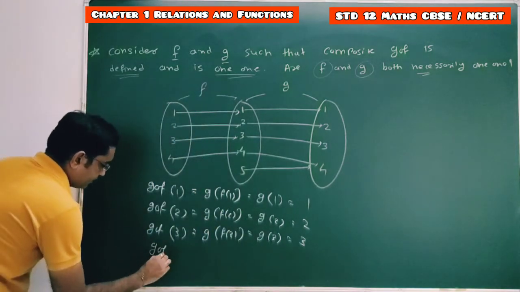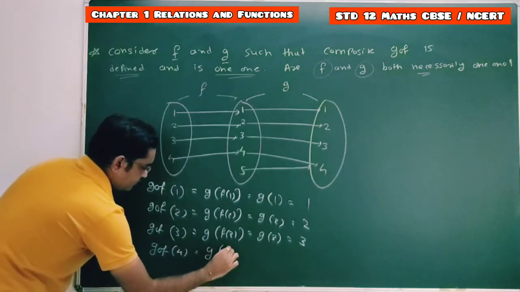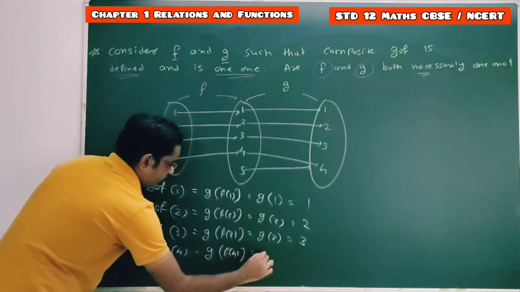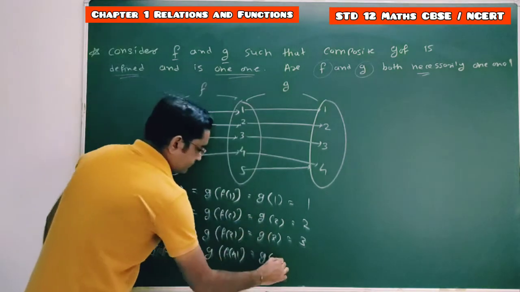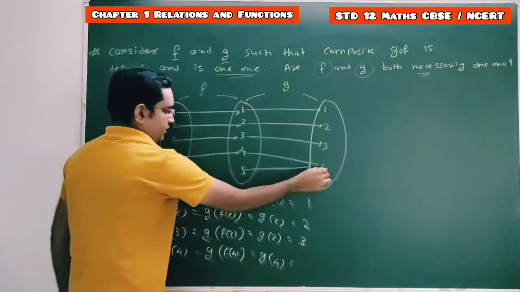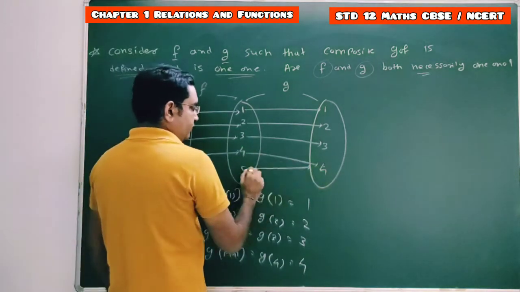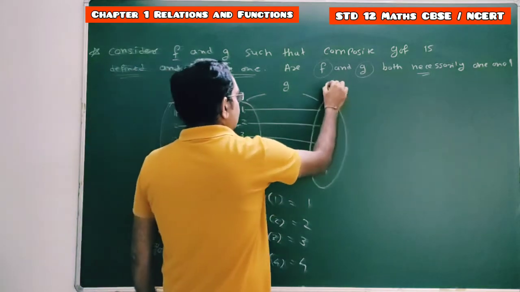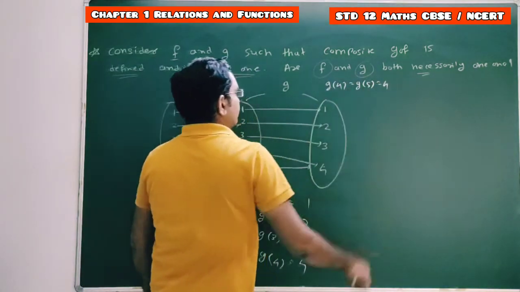Here the fourth element, g of f of 4. So f of 4 is 4, and g of 4 is also 4. Here function g is defined in such a way that g of 4 is 4 and g of 5 is 4. So here g of 4 equals g of 5, which is equal to 4.